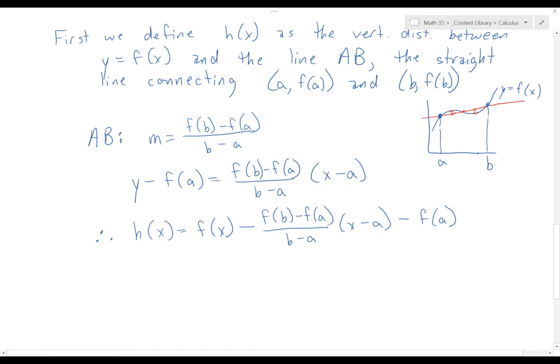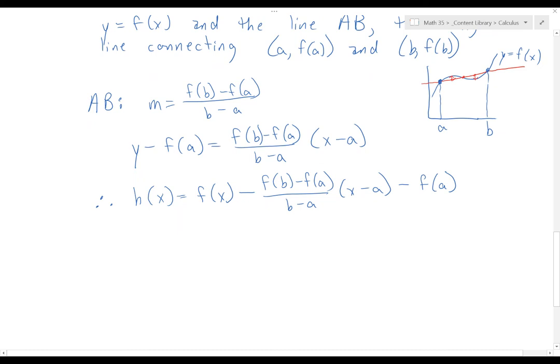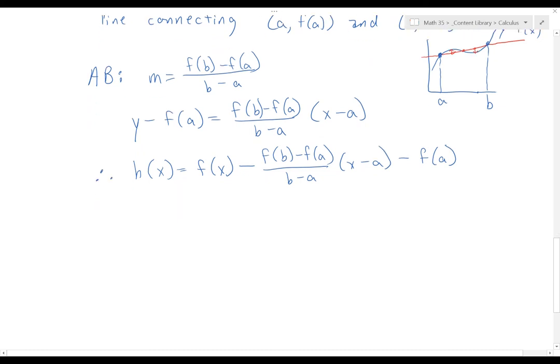Okay, so this is the difference. Now, technically, it's the absolute value of those things, but I'm not going to worry myself too terribly much about the absolute value sign. So we've defined a function that basically tells us the vertical distance. So now we're going to prove the mean value theorem.